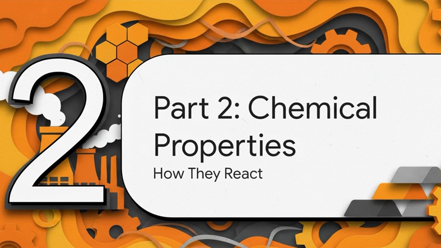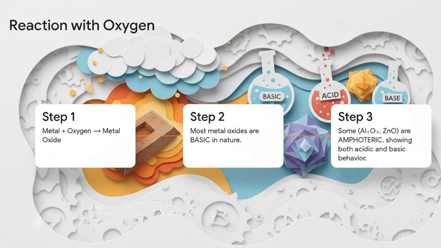Okay, so looking at physical properties is a good start, but there are just too many exceptions. To get a really solid, definite way to classify these elements, we've got to look at how they react chemically. This is where the real story is. So what happens when a metal meets oxygen? Simple, you get a metal oxide.